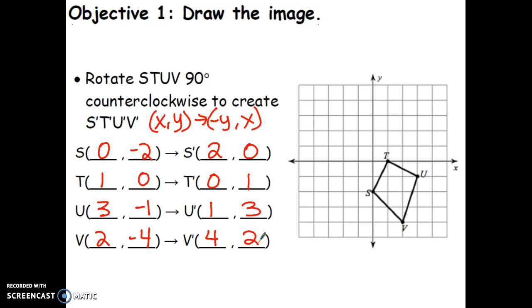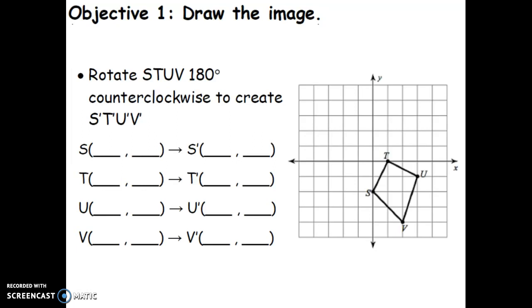Now that we have our image ordered pairs, we simply need to plot those points. So (2, 0) is S prime. (0, 1) is T prime. (1, 3) is U prime. And then 1, 2, 3, 4, (4, 2) is V prime. So we have now rotated this pre-image 90 degrees counterclockwise.